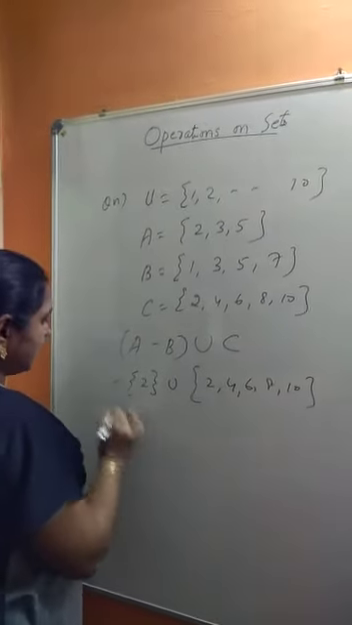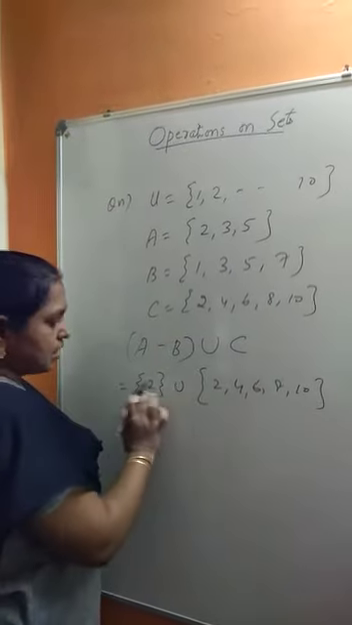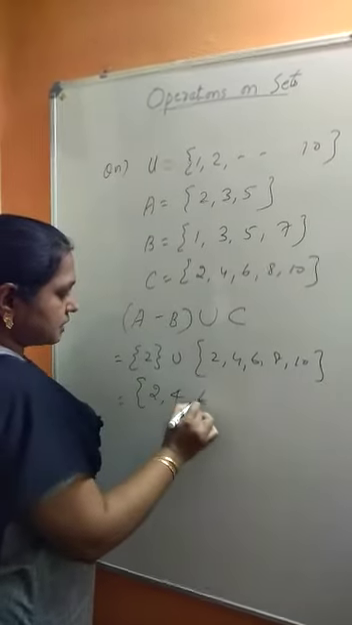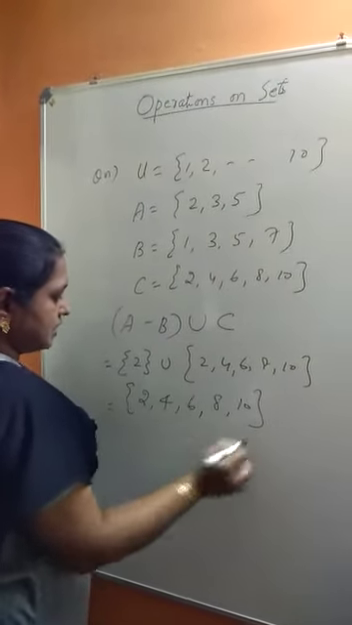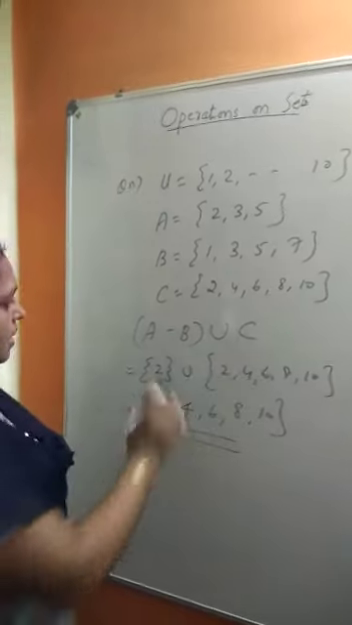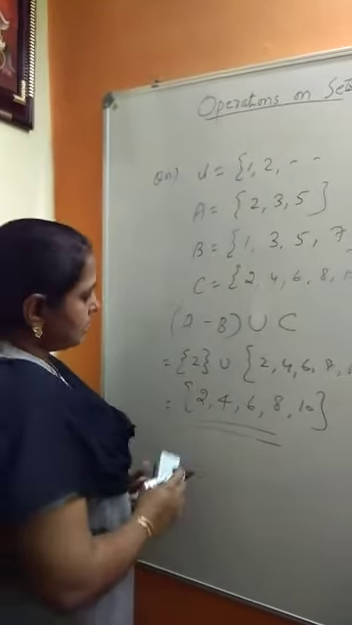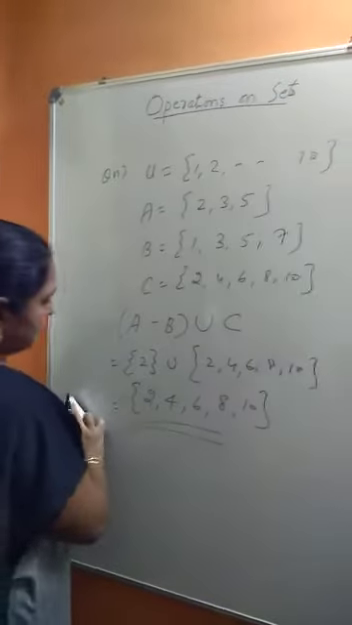Now we have to form a set where the elements are present either in the first set or in the second set. That means in this case it is {2, 4, 6, 8, 10}. So this way questions can be asked by combining more than one operation in a question. So you try these types of questions from the book.